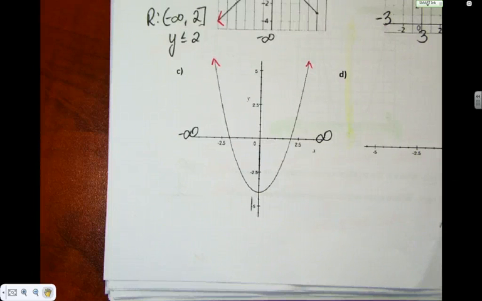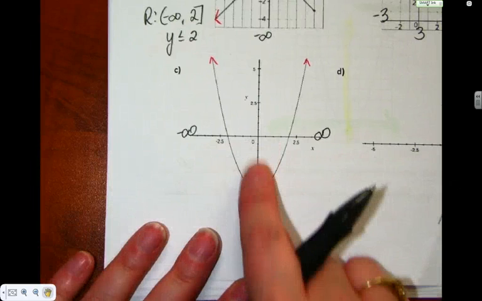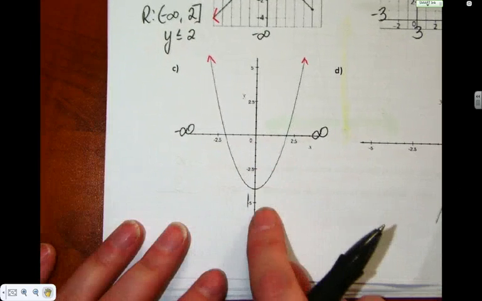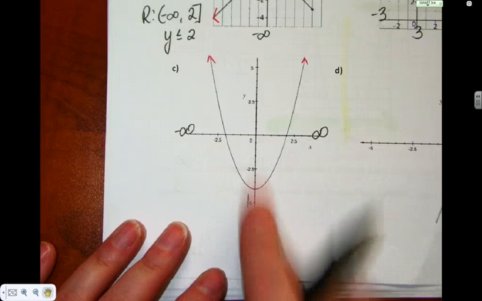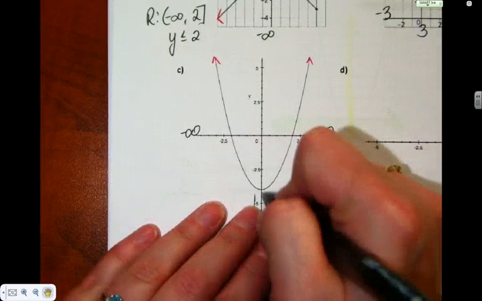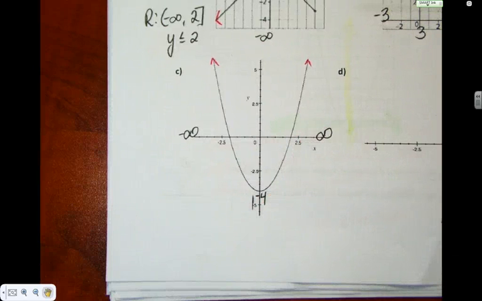The range, we're going to look down, then we're going to look up. Is there graph at -1? Yes. -2, -2.5. Yes. Uh-oh. Where do we run out of graph? -4. We can agree it's -4? We're estimating that, and that's okay.